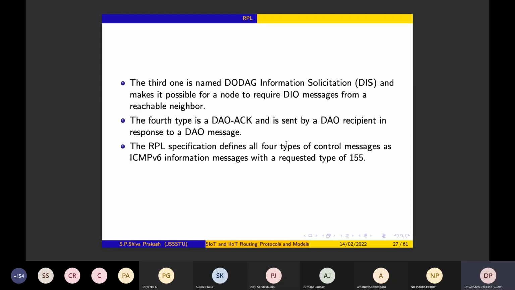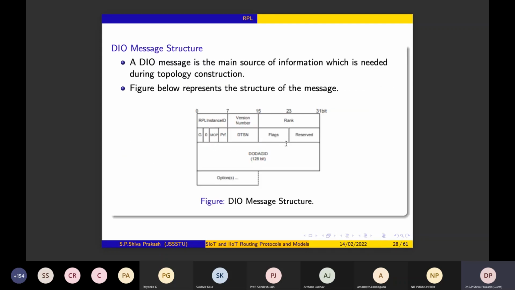And the fourth type of message is the DAO-ACK, the acknowledgement, which is sent by a DAO recipient in response to a DAO message. The RPL specification defines all these four types of control messages within an ICMPv6 information message, which requires a type 155. If you look into the structure of a message, DIO is the main source of information required to construct the topology.